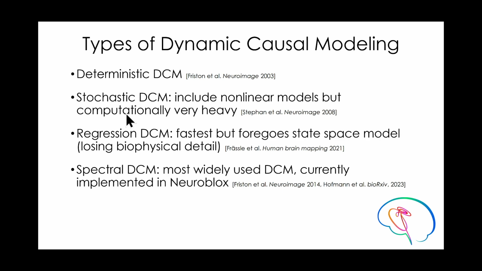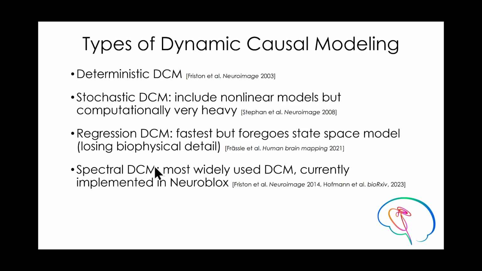So in other words, it's impossible to run a model with many different regions in any reasonable amount of time. A regression DCM, on the other hand, is very fast, because in regression DCM, we replace the state space model with some simple GLM. That's a generalized linear model. So we do away with a lot of the differential equations, so that's much faster to compute.